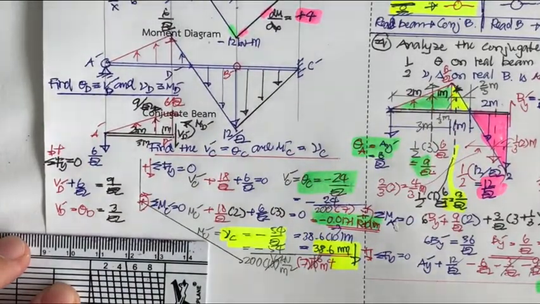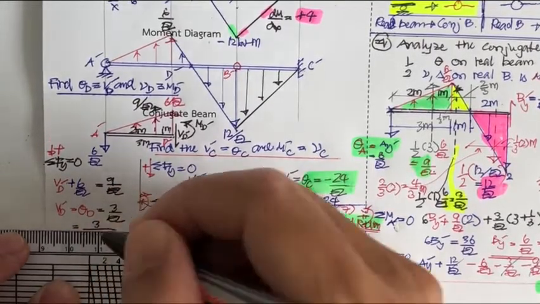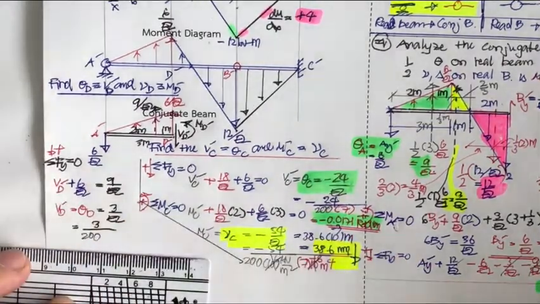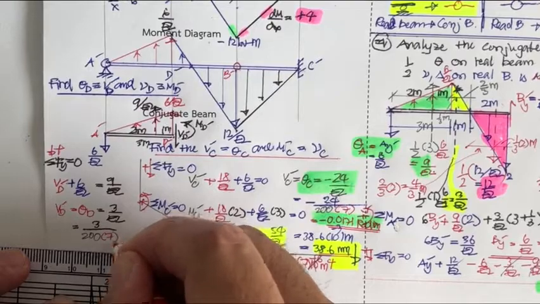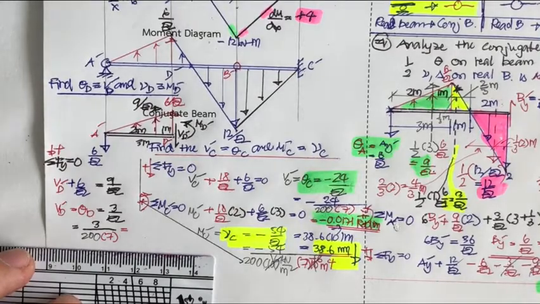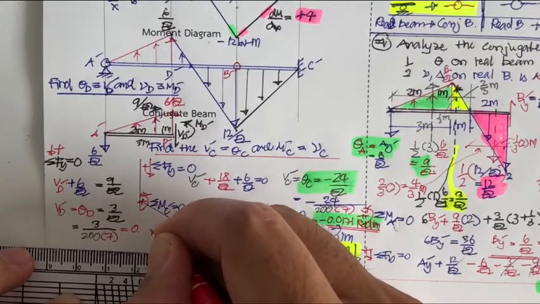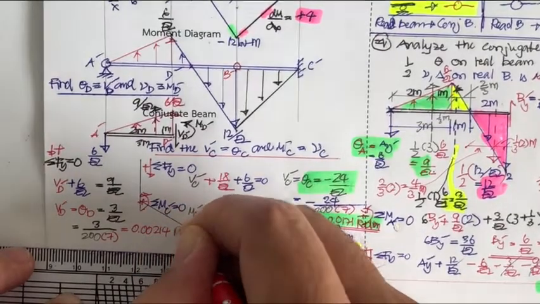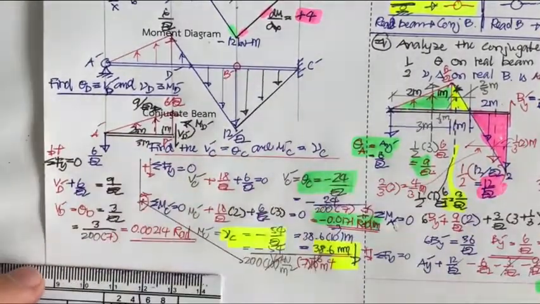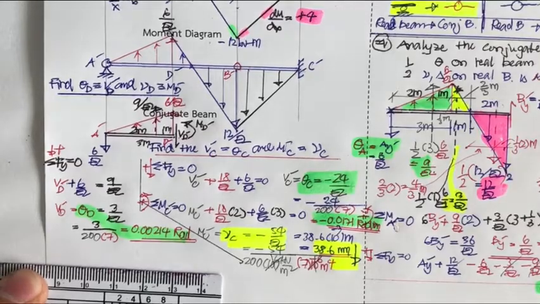Okay, and it's going to be equal to what? It's going to be equal to 3 divided by 200 times 7. Okay, and it's going to be the value of what? 0.00214 radian. Okay, that is going to be our next result, of zeta sub D. Okay, this is zeta sub D.